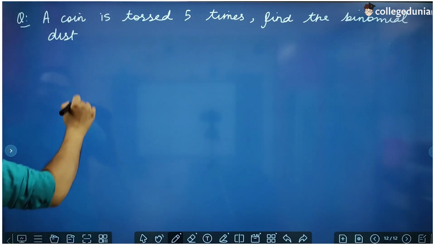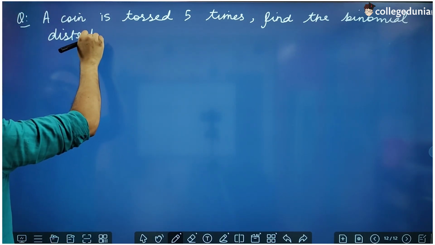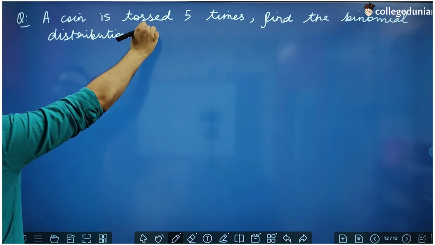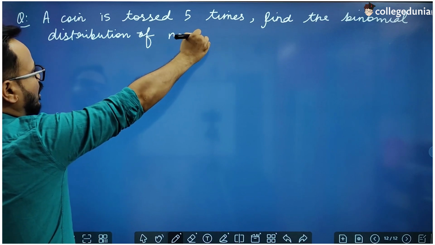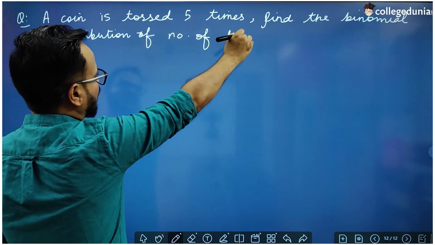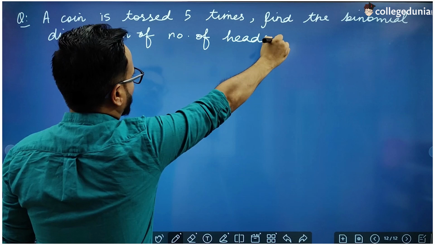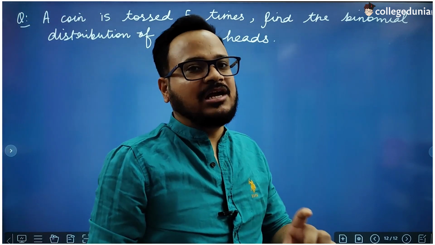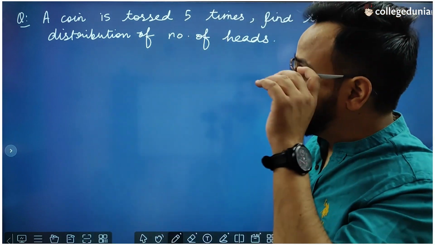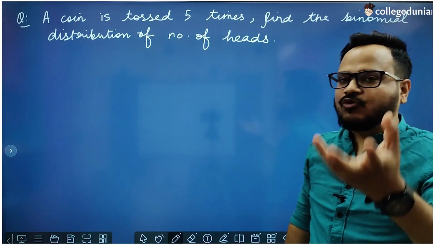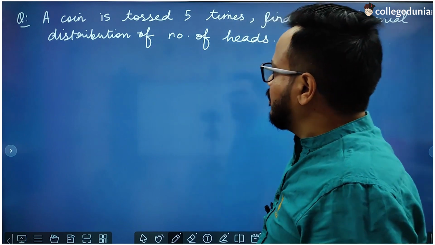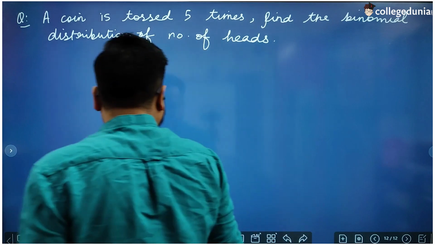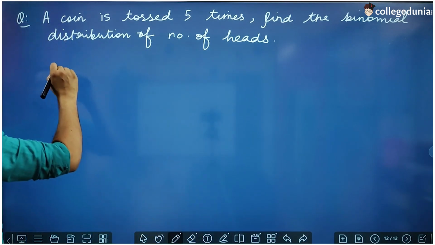Find the binomial distribution of number of heads. So now in this question it is not given that we have to find the probability of a particular event, like the probability of getting 4 heads or 3 heads. No, it is given that find the probability distribution of number of heads. That means we have to consider every possible situation.